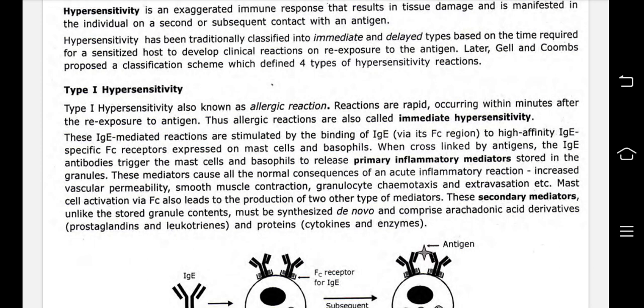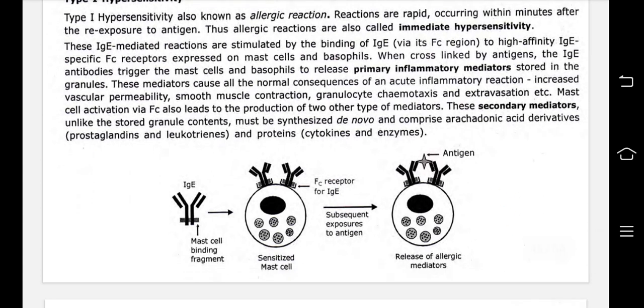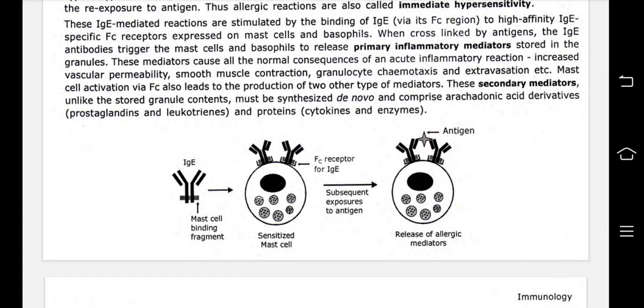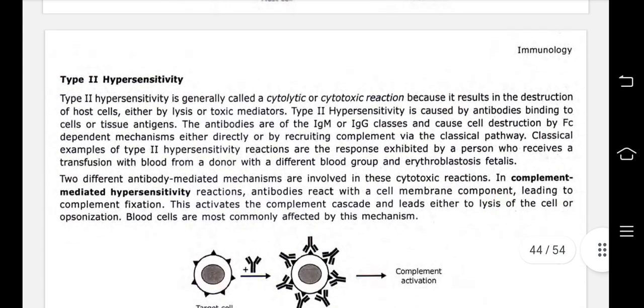Mast cell activation also leads to the production of two other types of mediators. These secondary mediators, unlike the stored granule contents, must be synthesized de novo and comprise arachidonic acid derivatives, prostaglandins and leukotrienes, and proteins, cytokines, and enzymes. So, mast cell binding fragment, Fc receptor for IgE, subsequent exposure to antigen sensitizes the mast cell, then release of allergic mediators. The next, type 2 hypersensitivity.